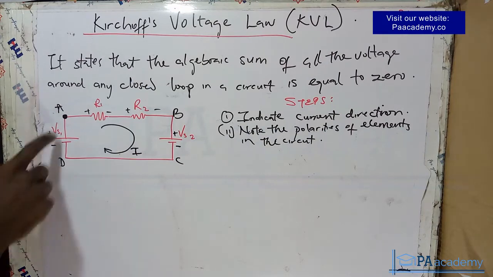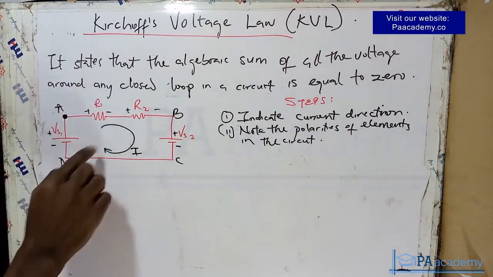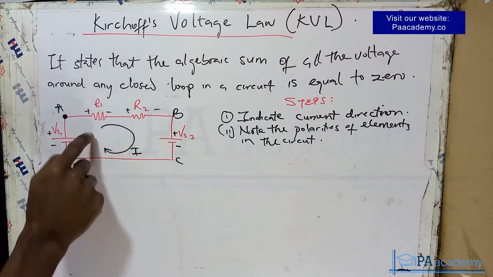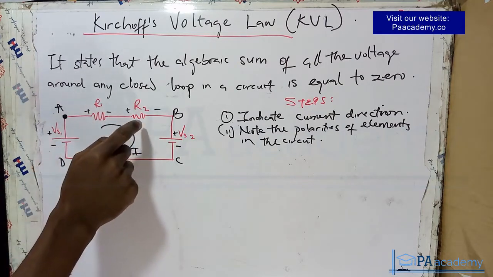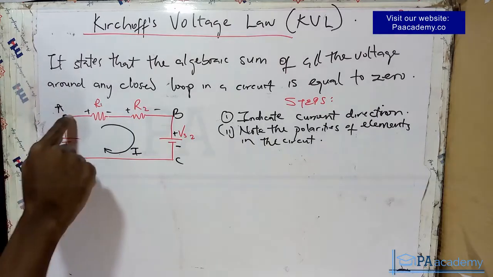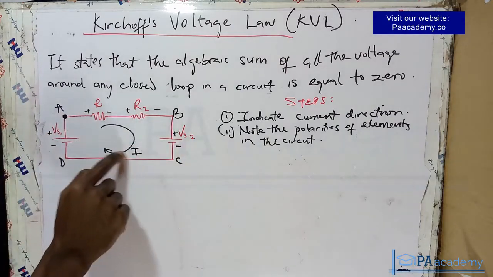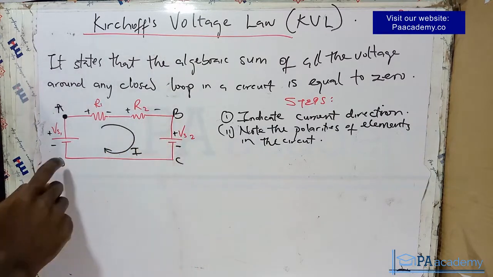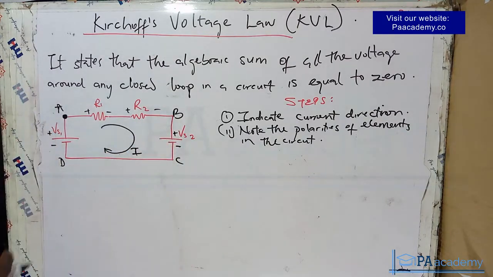Now if you are to start from point A, remember this is a series connection, so that means definitely the current flowing through R1 is also the same current flowing through R2. I hope that is clear. So for us to calculate it, let's start from A, and then we move in a clockwise direction as we've indicated here, through points B, C, D, and back to A.